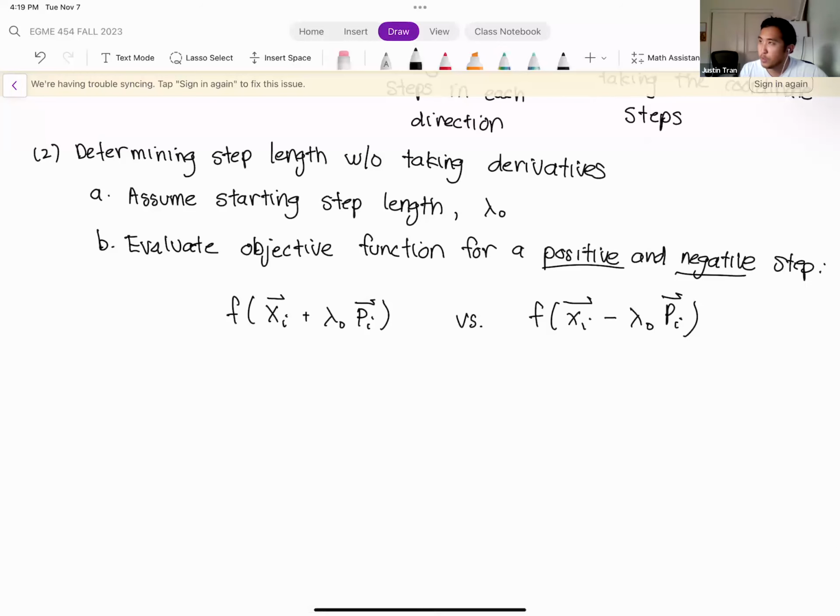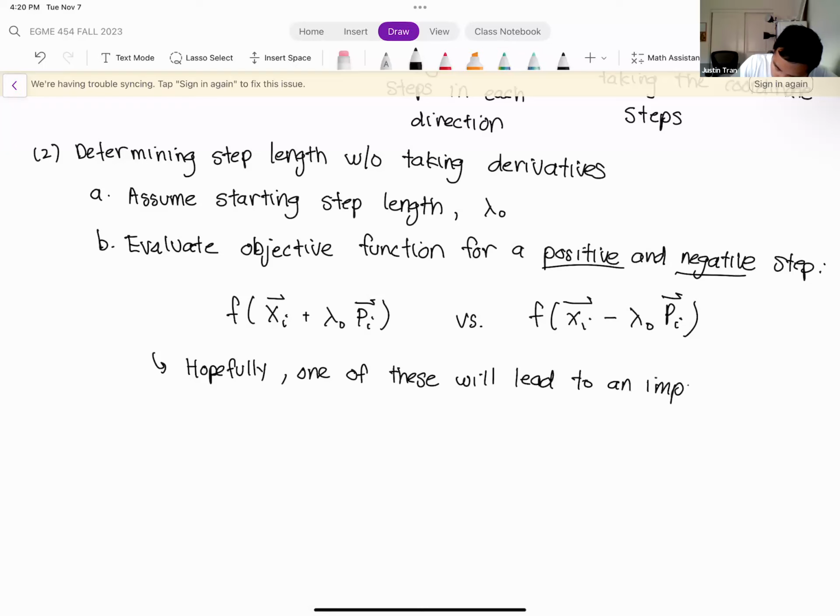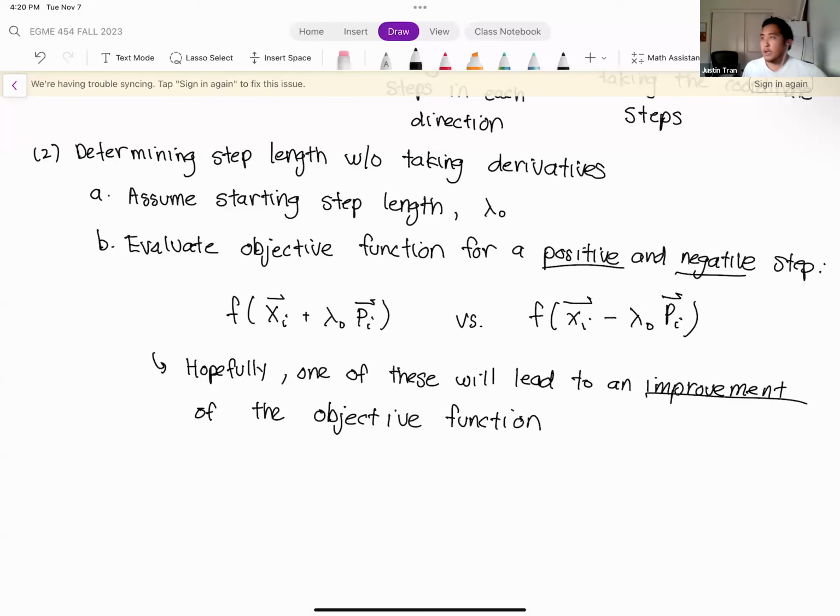And so ideally, what's going to happen at this point is when we evaluate these two objective functions, one of these two will lead to an improvement of the objective value. And of course, we're assuming that we're working with minimization problems here. And so an improvement of the objective function would be a lower value for that objective value. If one of these does lead to an improvement, then we just take that step with that length.